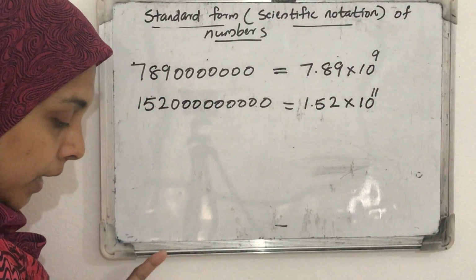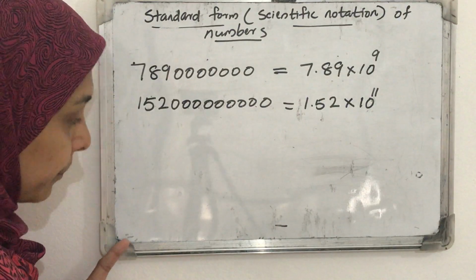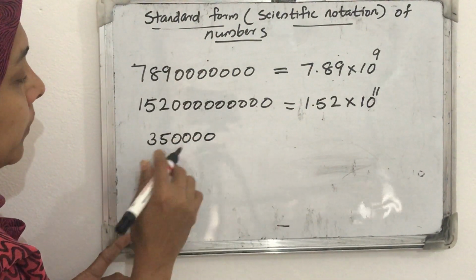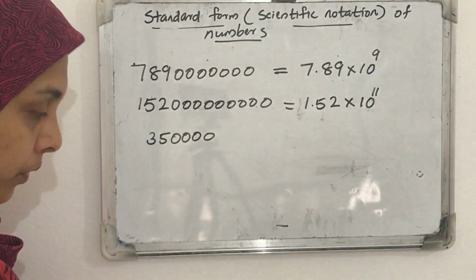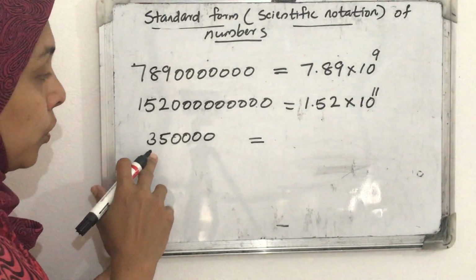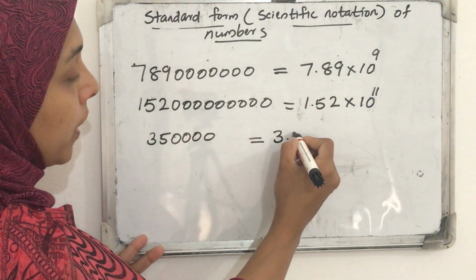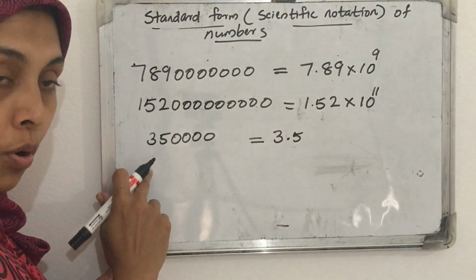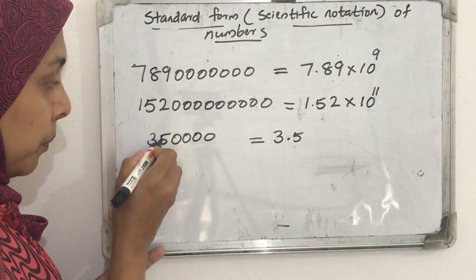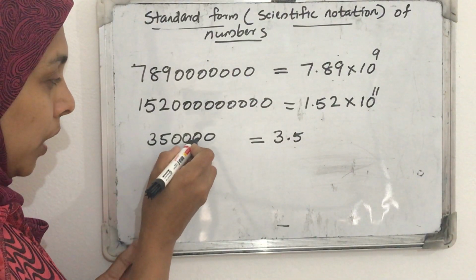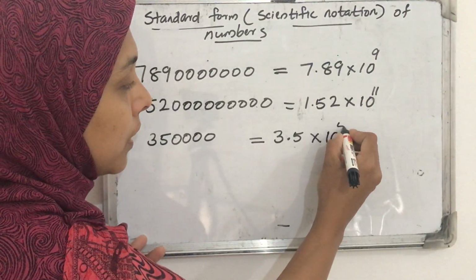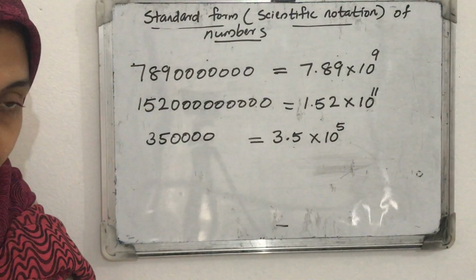Okay, just like that, another number here, 3,50,000. Okay, how do we write this in scientific notation? Here also we put the decimal point here, 3.5. Then after the point, we want to count the places. 1, 2, 3, 4, 5 places are there. So we can write it as into 10 raised to 5. So it is easy, very easy.